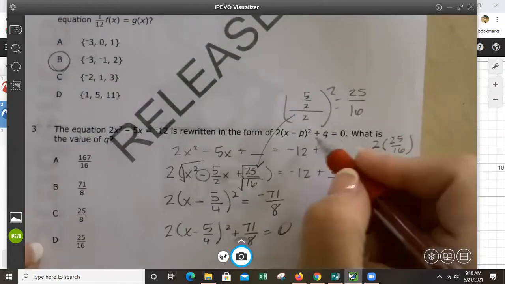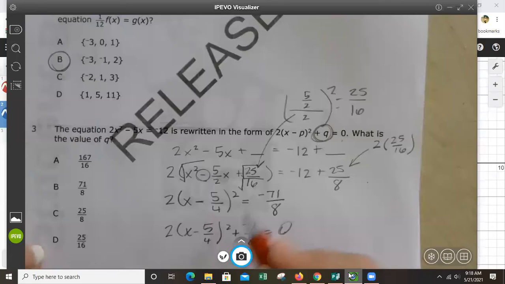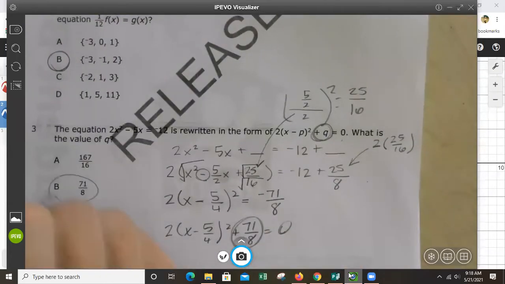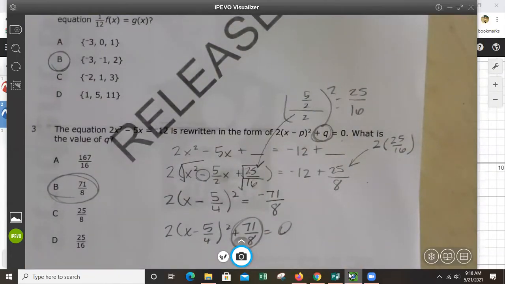It says, what's the value of Q? It's a plus. This is a plus. So that's my answer. Everybody got it? We already knew how to complete the square because I've already taught that a bunch of times. Then this one was crappy because I had fractions. That's the only way they make it harder. Any questions, number 3?